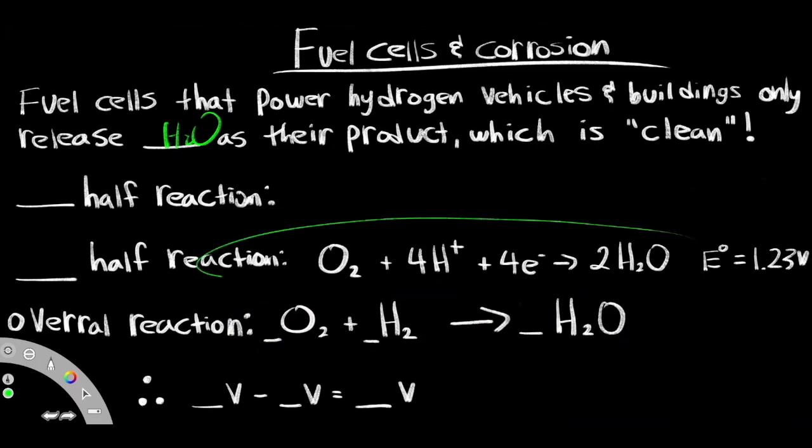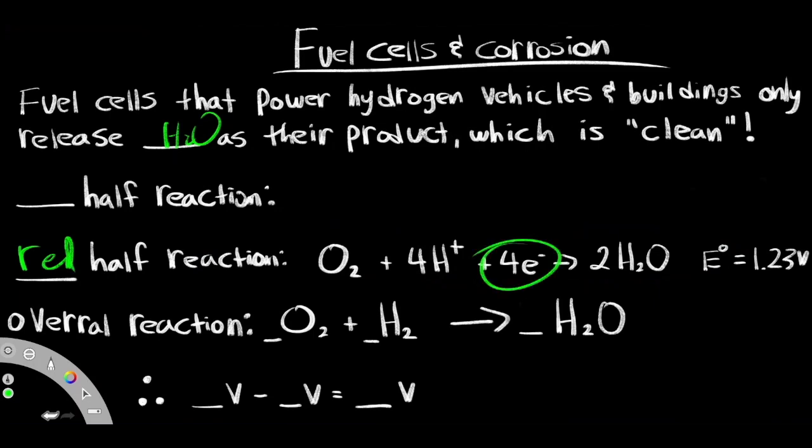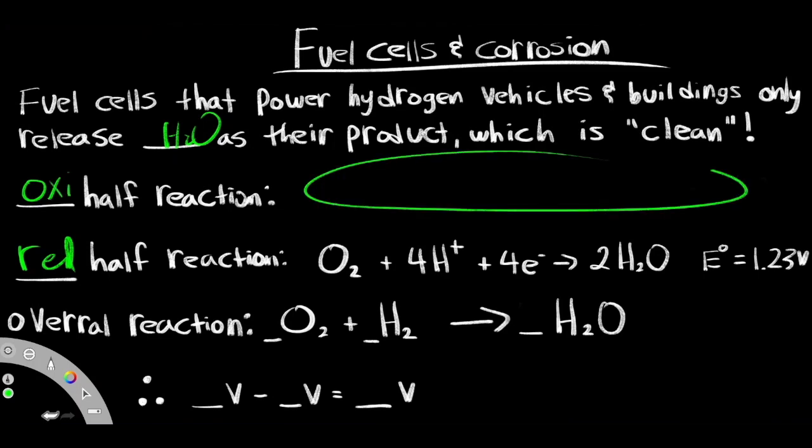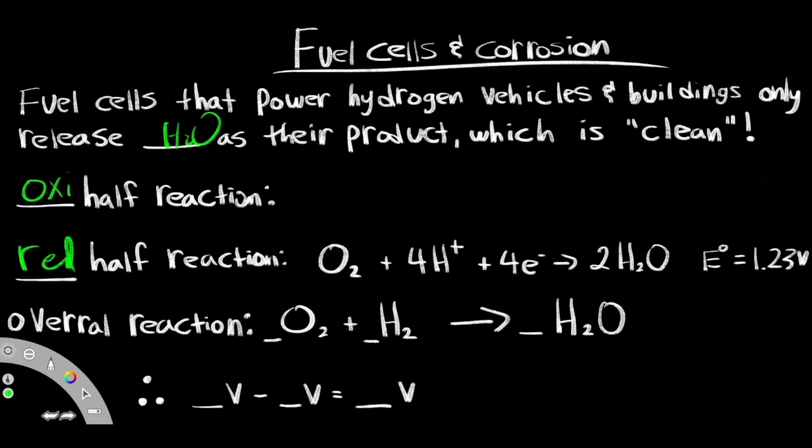That means we're already given here a half reaction. This here will be the reduction half reaction, because as you can see, electrons are on the reactant side. That means this one here has to be the oxidation half reaction. So what do you think the oxidation half reaction has to look like in order to sum up with the reduction half reaction over here in order to create our overall reaction?